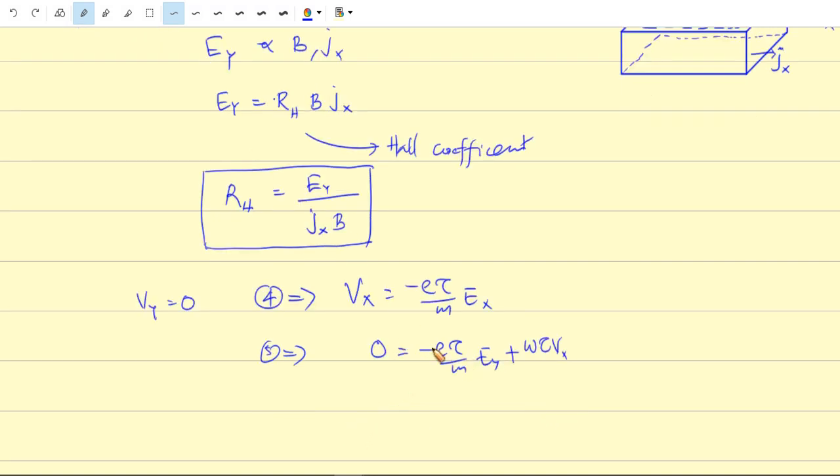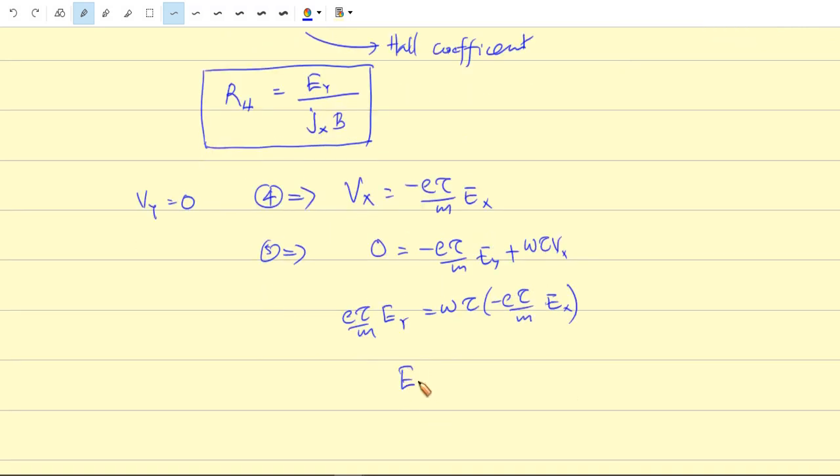Therefore, from this equation, e tau by m Ey is equal to omega tau Vx. What is Vx? Vx is equal to minus e tau by m Ex. Therefore Ey is equal to, this e tau by m cancels, minus omega tau Ex. Ey is equal to minus omega tau Ex.